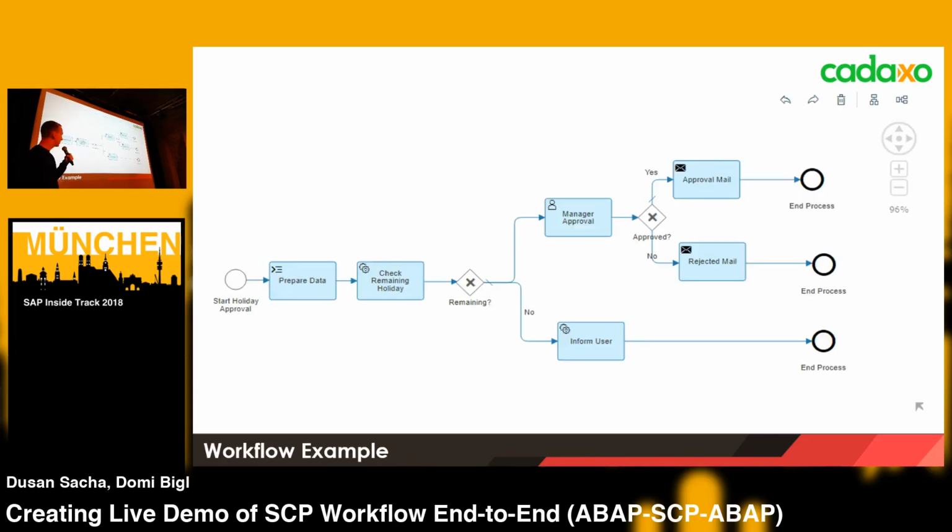The next slide is a screenshot from Web IDE. This is just an example of how a workflow in SAP Web IDE could look. We see a lot of icons or items, and this is just a simple holiday approval. We prepare some data, we check the remaining holiday, then we do some yes or no questions, then the manager can approve the workflow, and then we send an email, yes or no, was it approved, and then we go to end process. This is just an example of how a workflow can look.